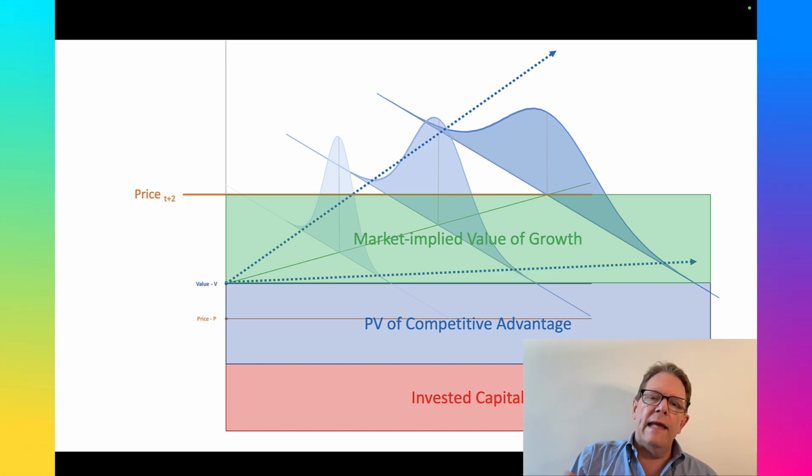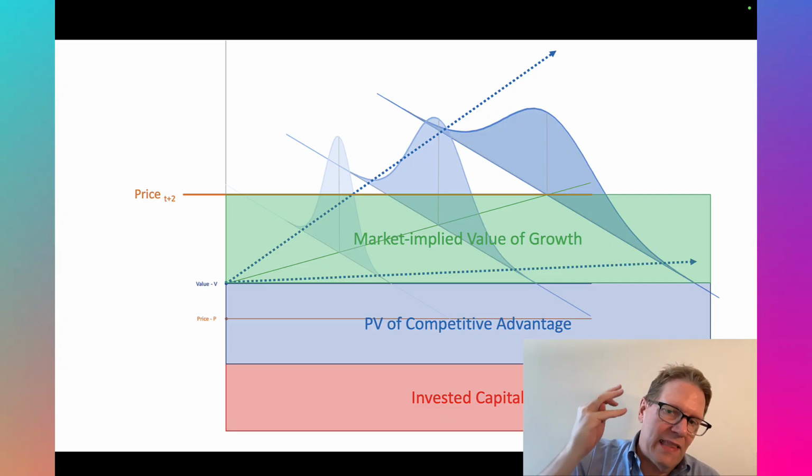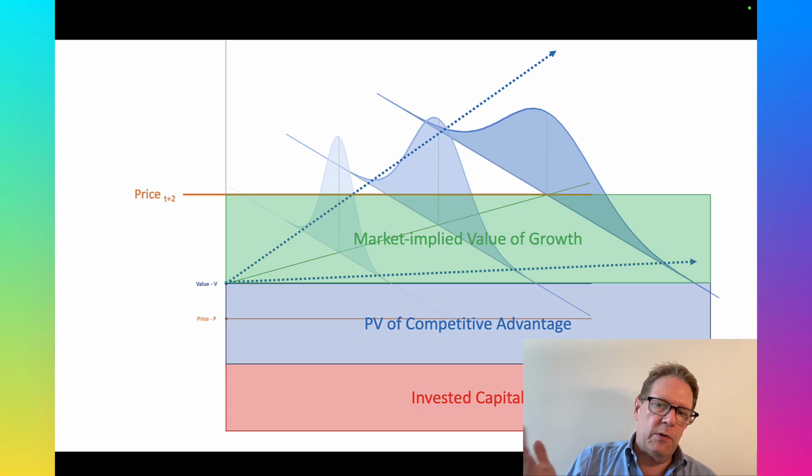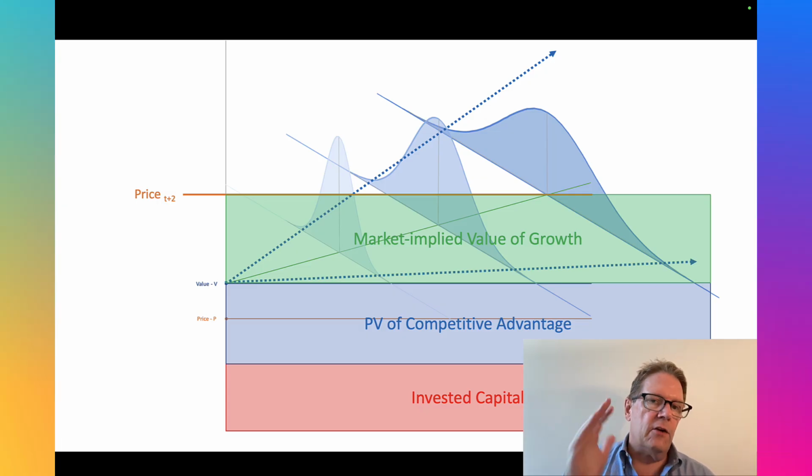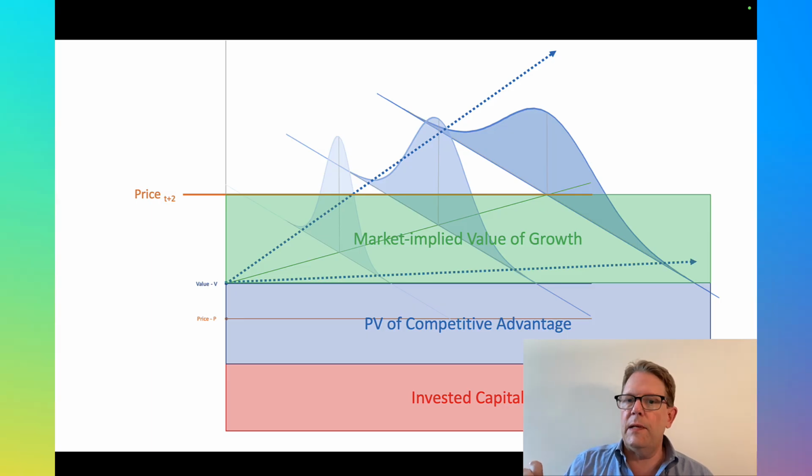So I like these tools. I think they're very visual. I think they really help us capture in our mind where that risk is playing. So if we just think about the Italian cookie, invested capital, you're sort of protected. Present value competitive advantage, you're paying for that today. You're paying for the sustainability of that competitive advantage.